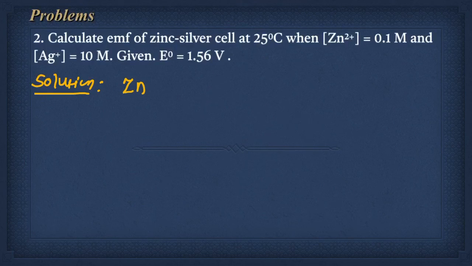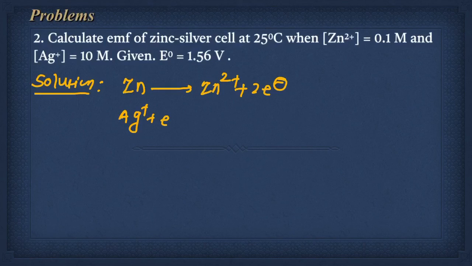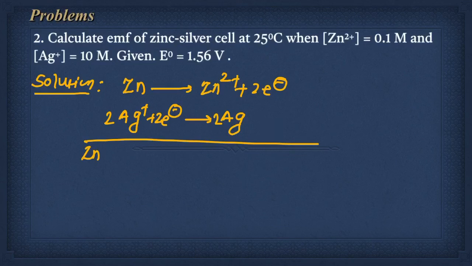So zinc gets oxidized by losing 2 electrons, and silver gets reduced by accepting a single electron. Okay, so for balancing this reaction we have to multiply by 2, so we got the overall reaction. Zn plus 2Ag+, after cancelling the 2 electrons, gives Zn2+ plus 2Ag. Okay, so this is the overall reaction.